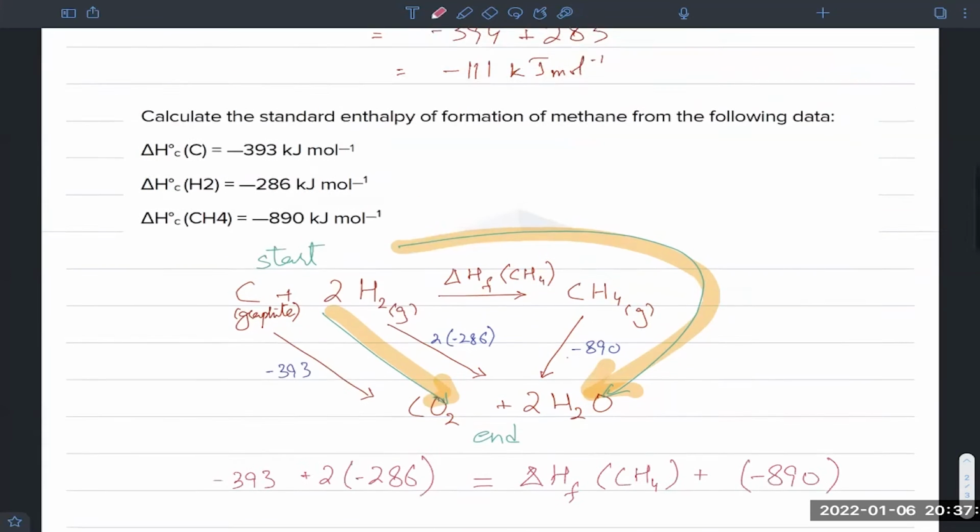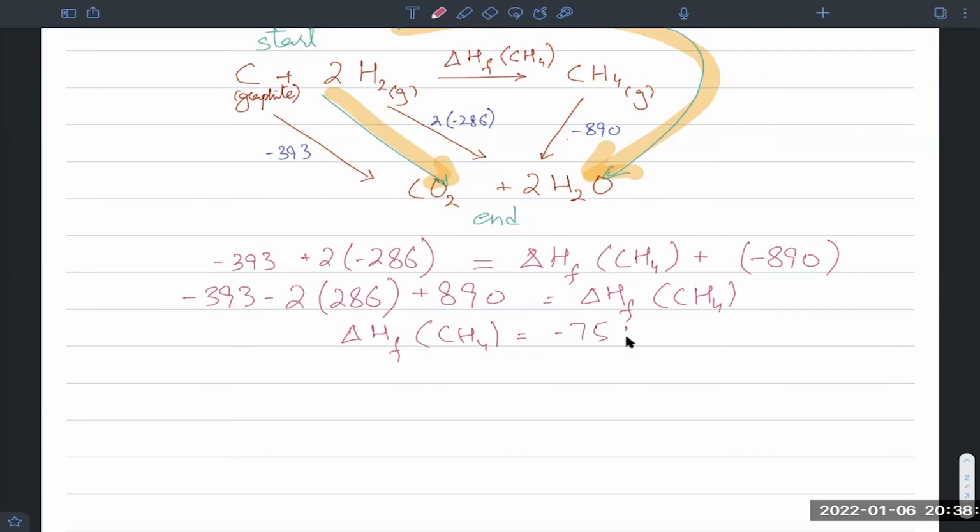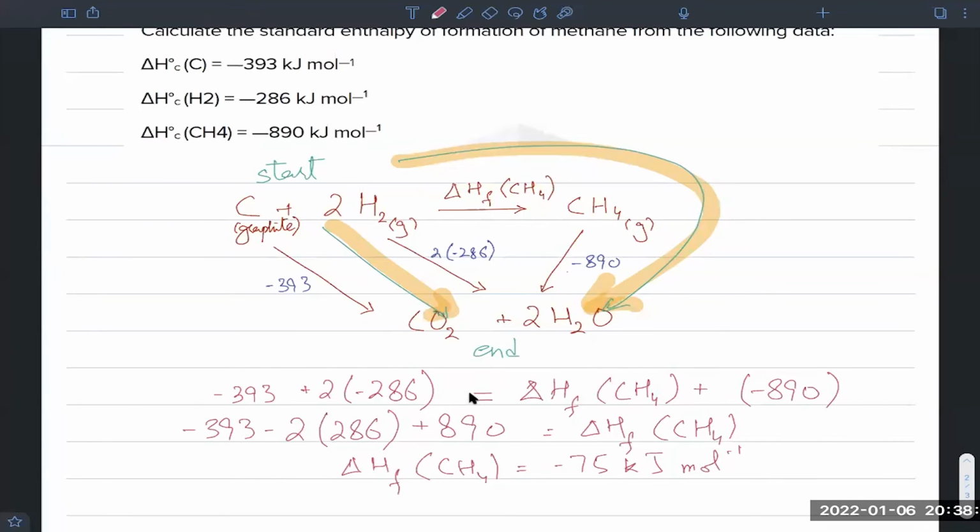All right, so this is a pretty straightforward equation that tells me the delta H formation of methane should equal minus 393 minus 2 times 286 plus 890. Put it all in a calculator and you get the value. Okay, so I'm getting minus 75. Is that what you guys are getting? The unit is kilojoules per mole. All right, let's try another question.